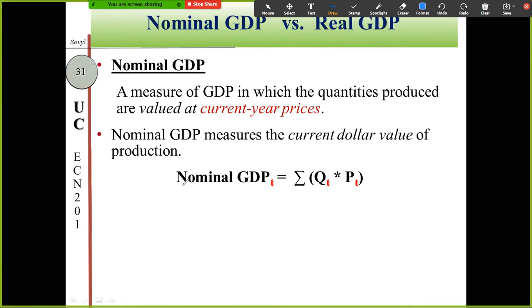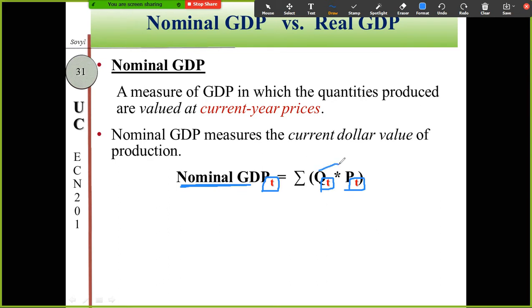Okay, look at this one. Nominal GDP at year T, or at month T, or at quarter T, or at semester T. We take the quantity produced at that period, multiplied by price from that period as well. That's why you can see, in order to calculate nominal GDP at year T, Q from year T, P also from year T.